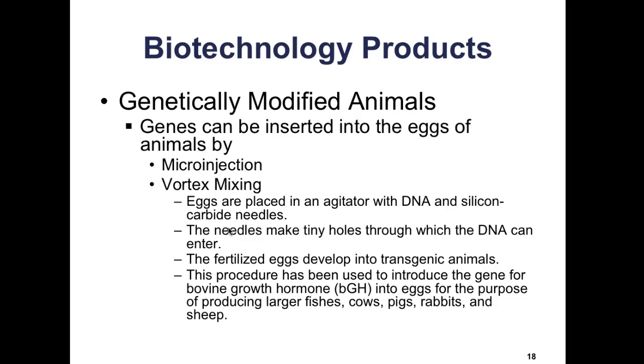Basically, the genes can be inserted into the eggs of animals by microinjection. Then you use this thing called vortex mixing. The eggs are placed in an agitator with the DNA and silicon carbide needles. Basically, the needles are going to make a tiny hole through which the DNA can enter. The fertile egg will develop into a transgenic animal. This process has been used to introduce the gene for the bovine growth hormone, or BGH, into the eggs for the purpose of producing larger fishes, cows, pigs, rabbits, and sheep.